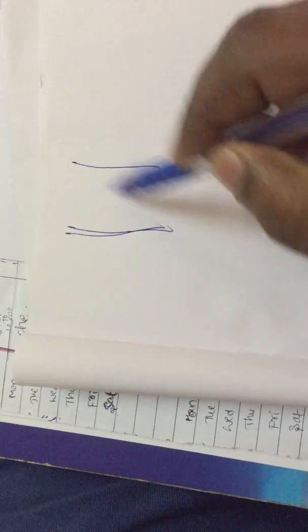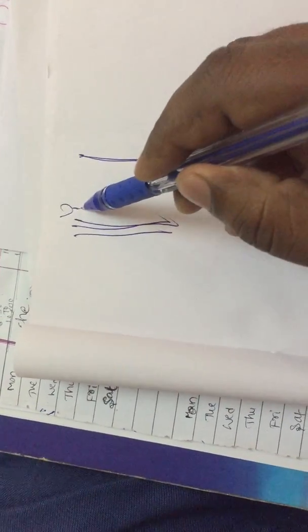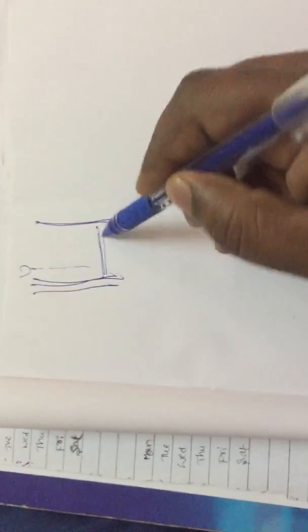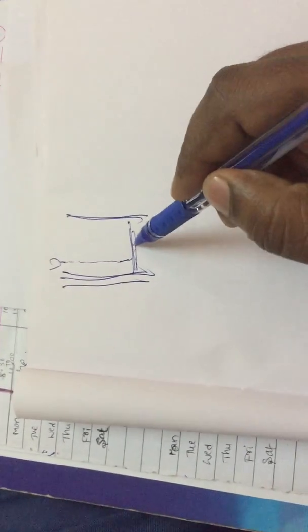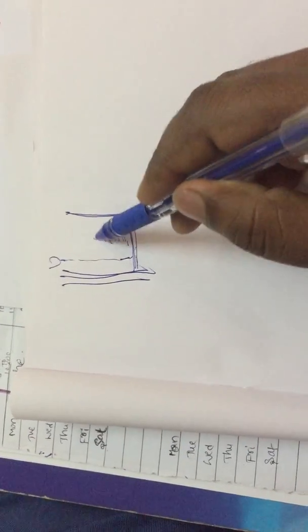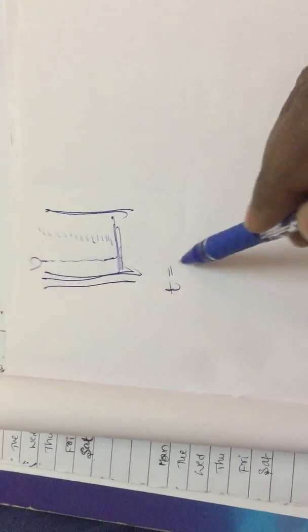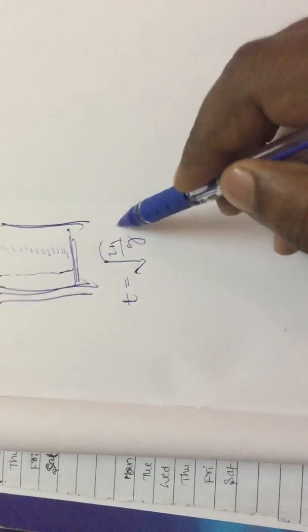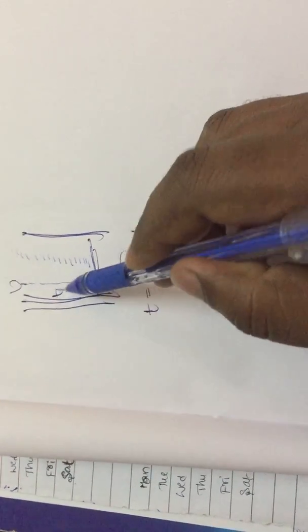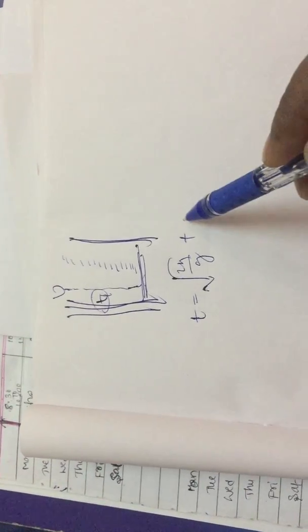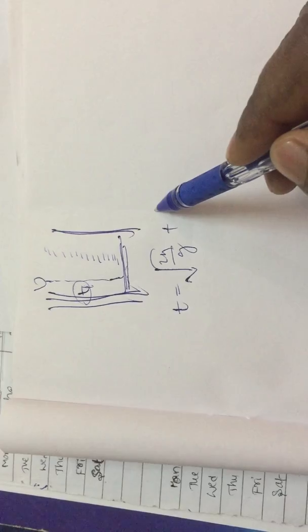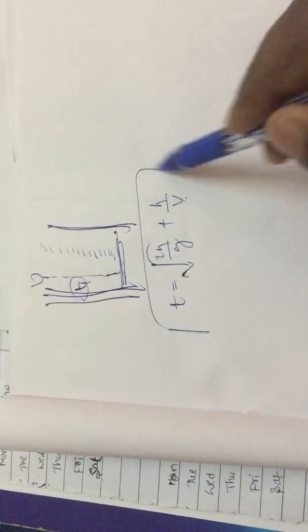Next one, there is a well. A stone is dropped into the well and strikes the water. A splash of sound comes in the upward direction. The total time taken to hear the splash is root 2h by g, which is the time of descent, plus the time taken by the sound. The time taken by the sound is h by v, where v is the velocity of sound. This is also one of the important formulas.